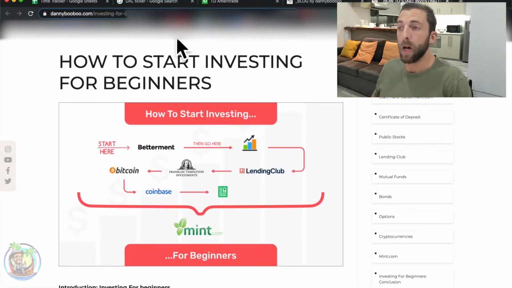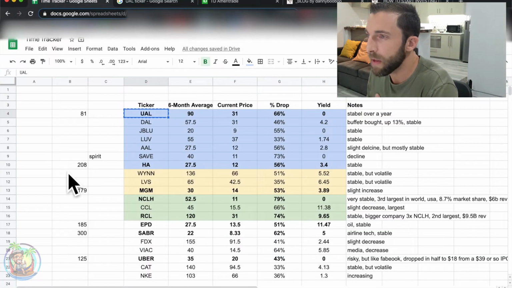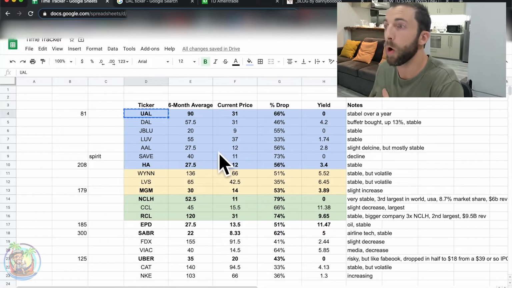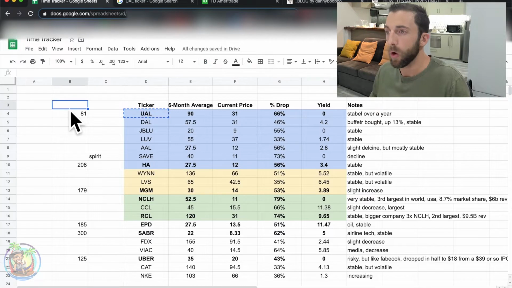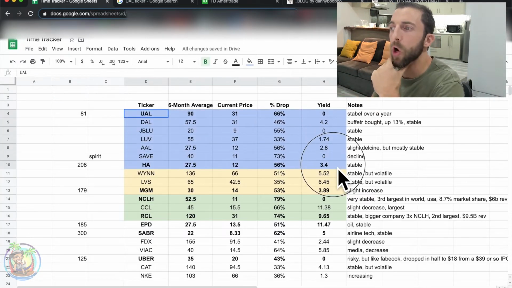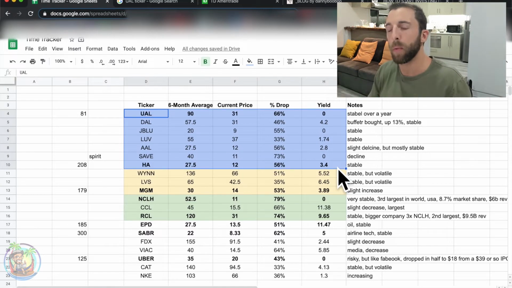So let's jump into it. I'm going to show you the chart. Here it is. This is what I made last night based on my research. Then we're going to jump over to TD Ameritrade and I'm going to make these investments. So this is the ticker symbol. This blue one here, these are airlines. So I've decided that airlines are probably most affected.